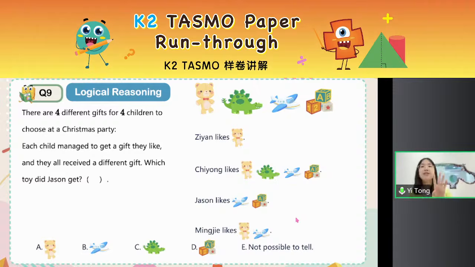Now, moving on to a logical reasoning question. We have 4 different gifts for 4 children to choose. And each child managed to get a gift they like. And they all receive a different gift. Which toy did Jason get?